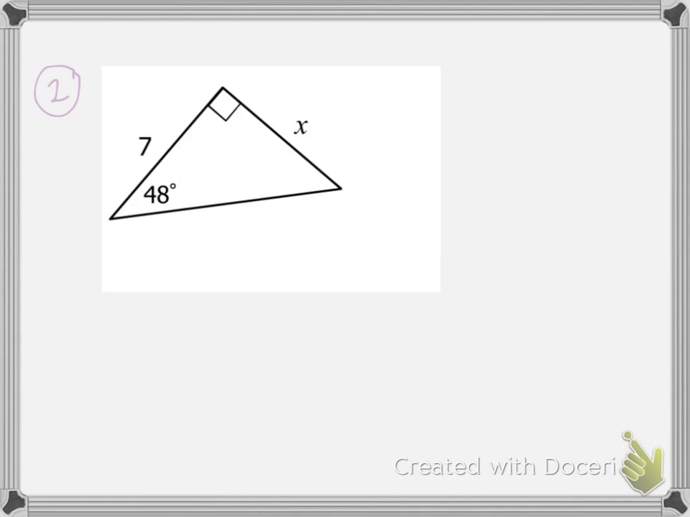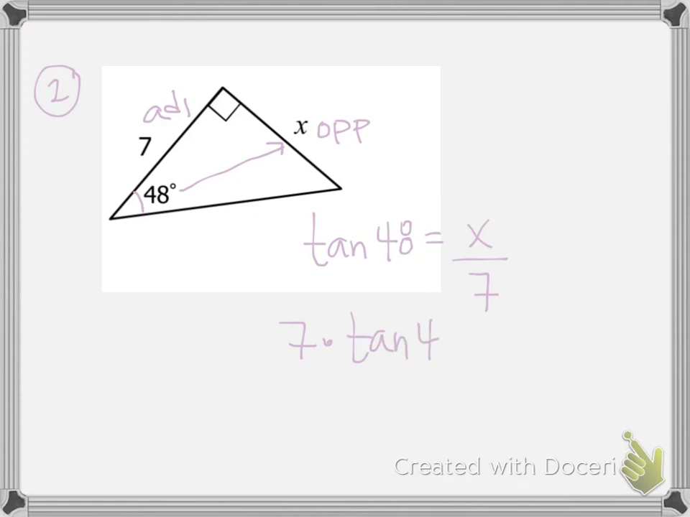I'm looking for the side, I know this angle here, so I'm looking for the side that's opposite of my angle, and I know my adjacent side. So that ratio is going to be tangent, so that's going to be tangent of 48 is equal to your opposite over your adjacent. So we're going to say 7 times tangent of 48. Make sure your calculator is in degree mode, so x is going to be equal to 7.8.